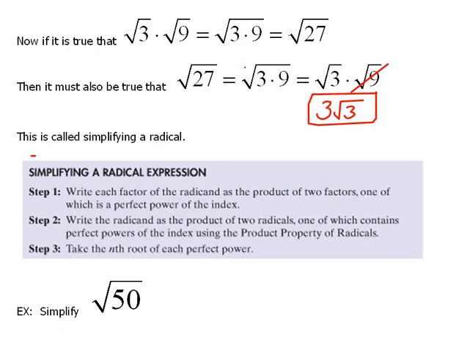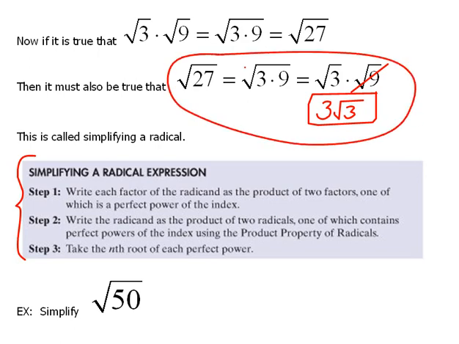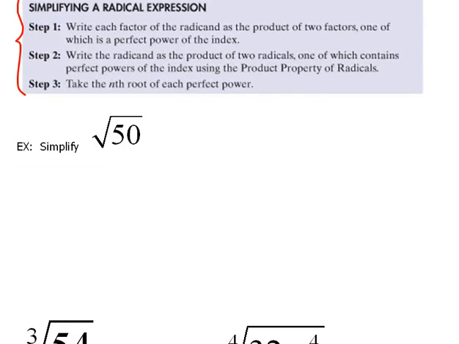Now here we have our rules for simplifying radical expressions, and this is exactly what we just went through. The exact same steps: breaking up your radicand into a perfect power, then separating them out, and then simplifying each one. So let's work an example and see how this happens.